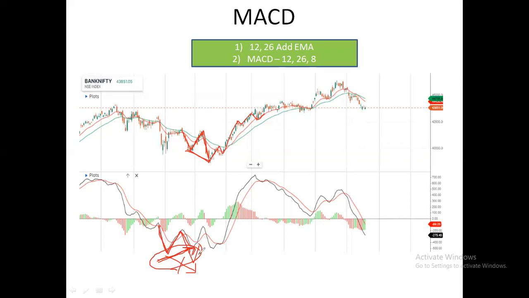Okay, so this kind of opportunity identification, if you make this kind of a trade, out of 10 trades you might be having a success rate of 8 to 9 trades. So that's a possibility of success rate in MACD. Look for such kind of a convergence, or convergence or divergence opportunity.